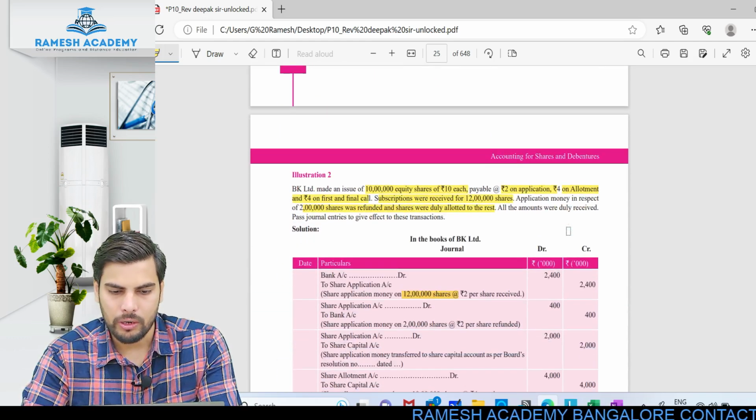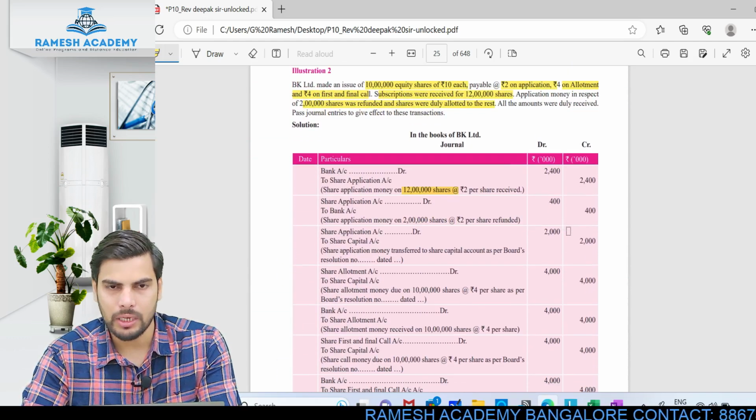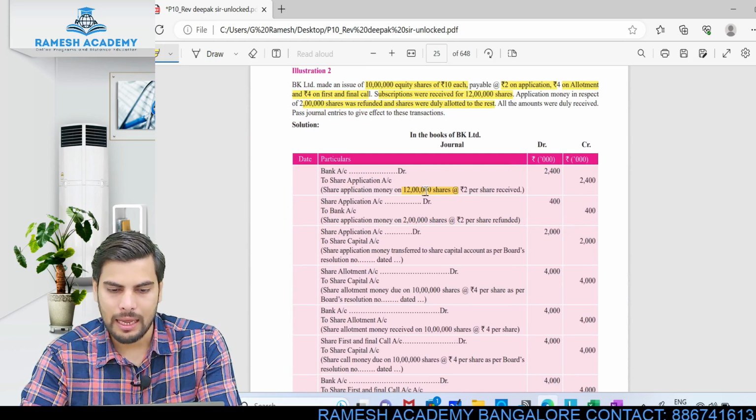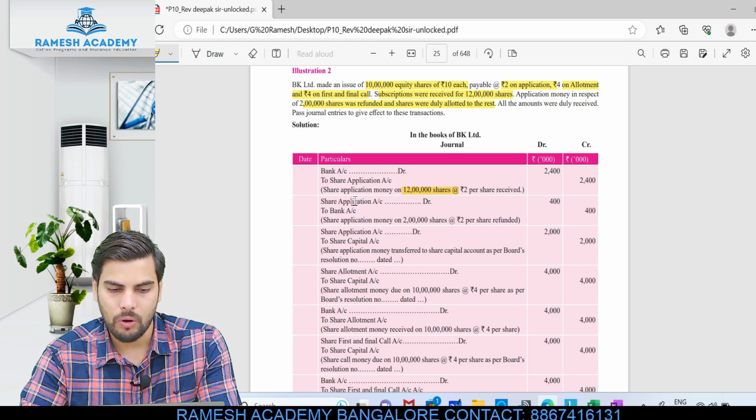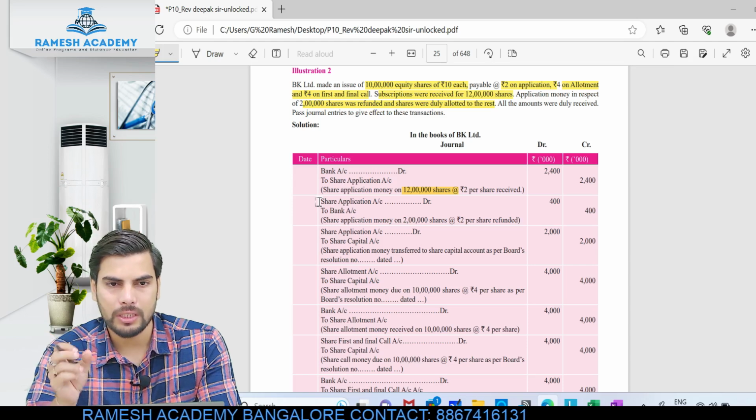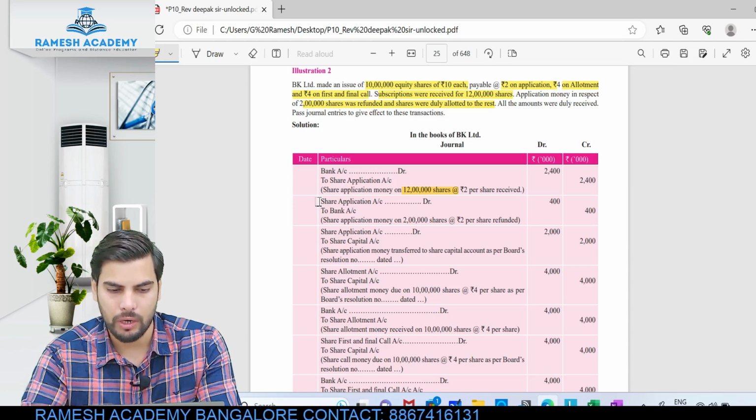Okay, now look at this particular illustration. Okay, so here they haven't done any mistake. So 12 lakh shares into 2. Okay, so this would be like 24 lakhs. Okay, so this would be 24 lakh. The next entry is for what? This is the entry for refund of the excess application. To the extent of 2 lakh shares we have received in excess. Okay, we need to refund this amount back.